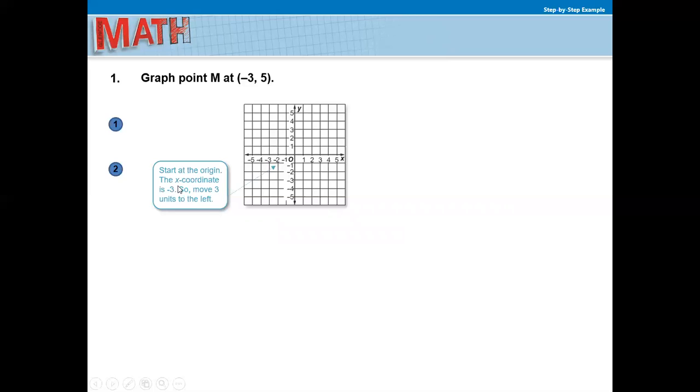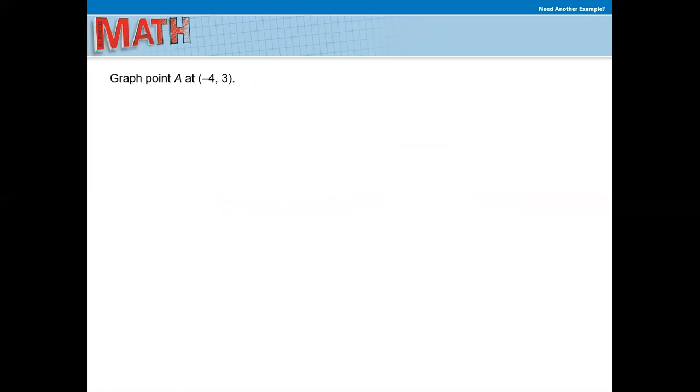First, we're going to start at the origin. The x-coordinate is -3, so move 3 units to the left. Next, since the y-coordinate is 5, move 5 units up and draw a dot. Here's another example. Graph point A at -4, 3. Draw a quick XY coordinate grid. Roughly plot -4, 3, and put an A at that point.